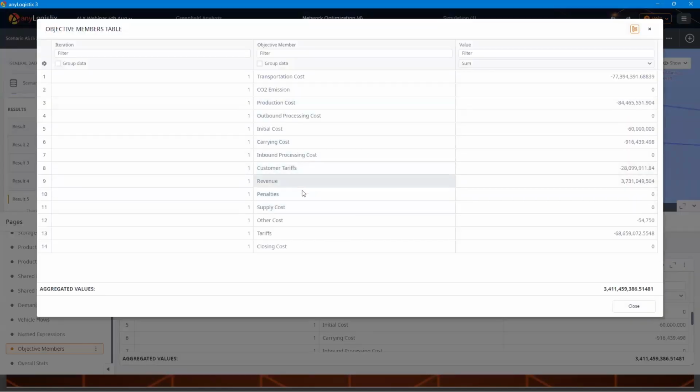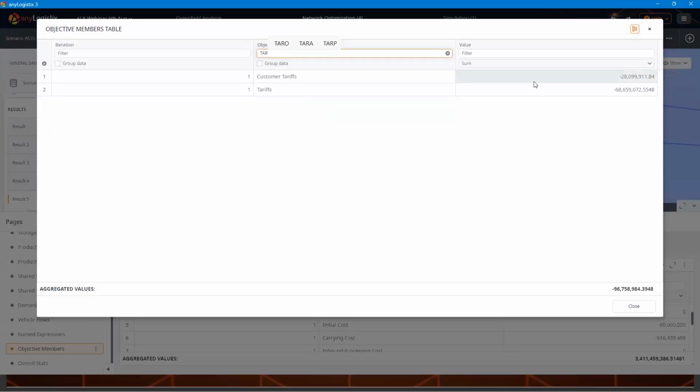Then we are interested in seeing the impact on the tariff. So let's just look for that. Here we see the customer tariff and the internal tariff sum to like 96 million. Previously, if we did nothing, if we just faced the tariff and did as it is, the tariff is around 350 million, I guess. And now it's decreased significantly to 96 million.